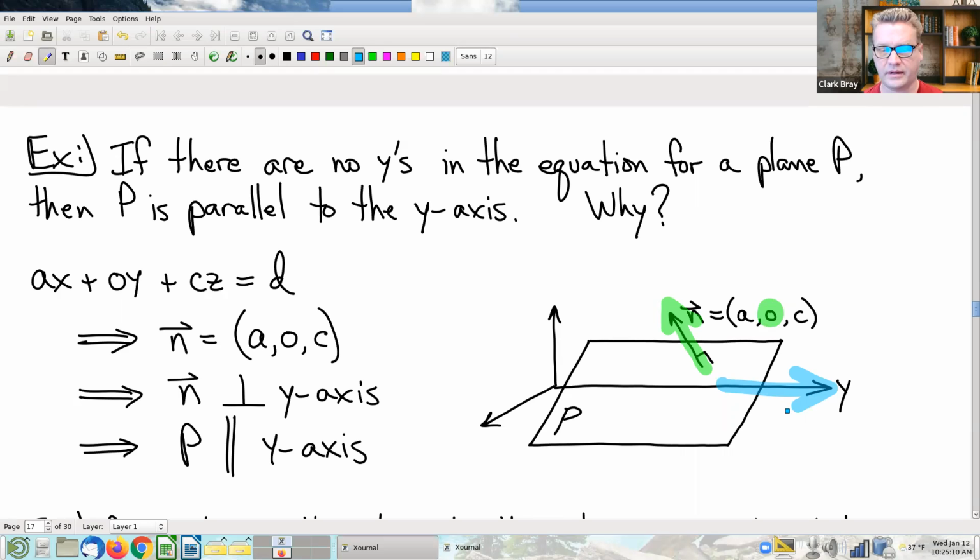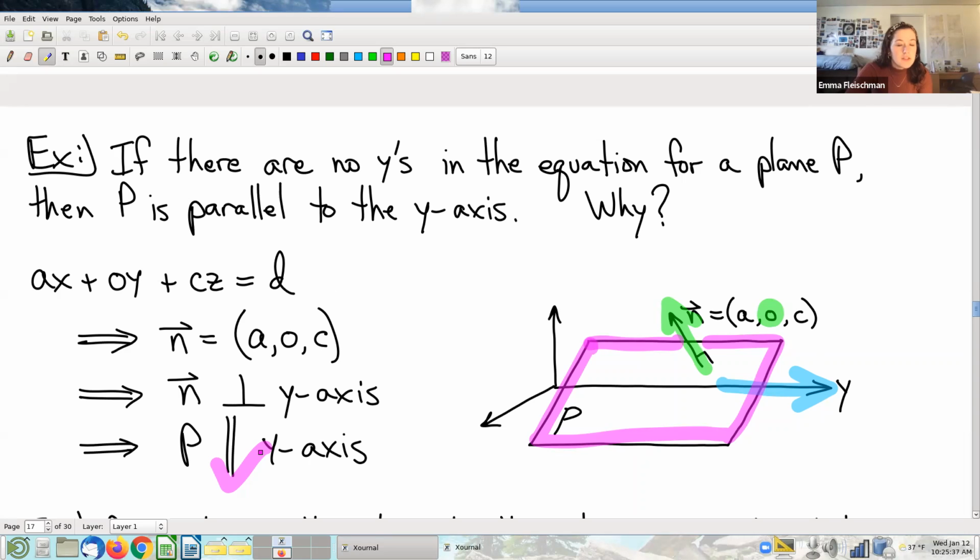Right? And okay, well, yeah, but I also know that the plane is perpendicular to the normal vector. So if the y-axis is perpendicular to the normal vector and the normal vector is perpendicular to the plane, right? You've got to think through the geometry, but indeed that does tell us that the plane has got to be parallel to the axis.